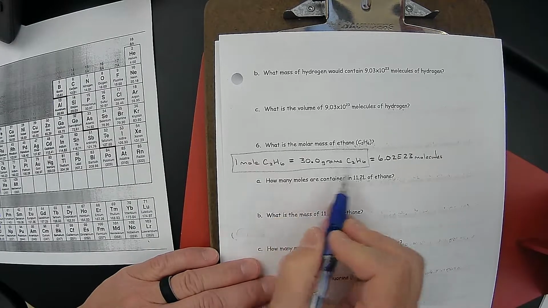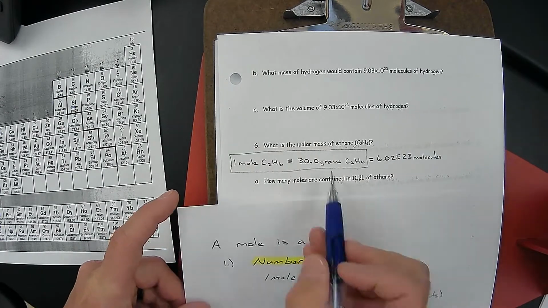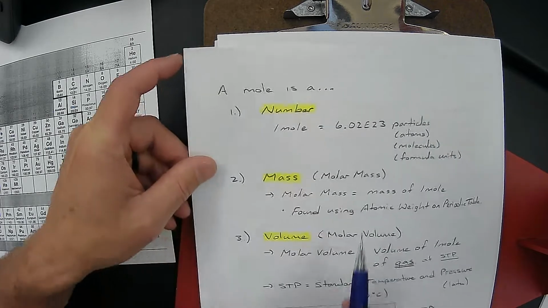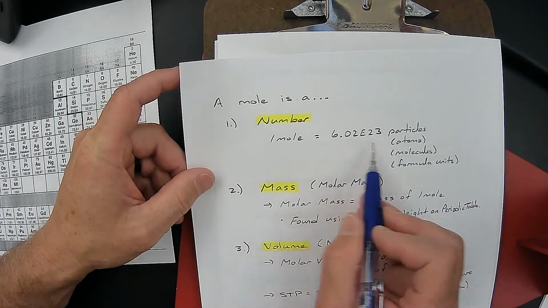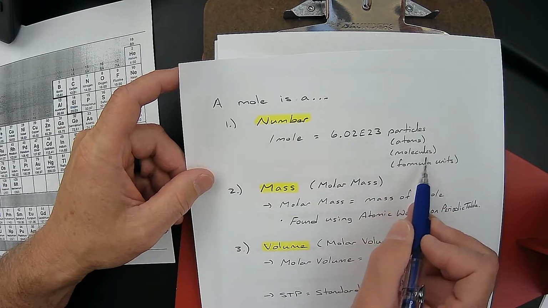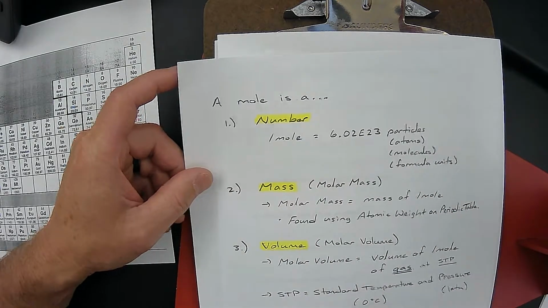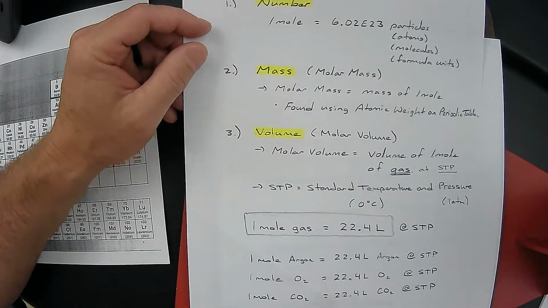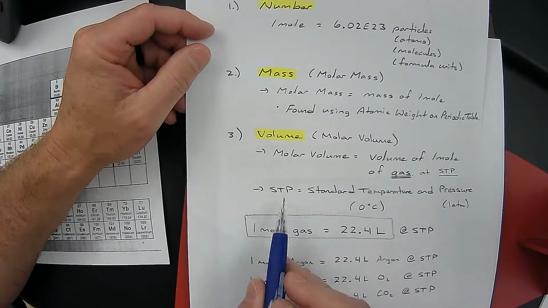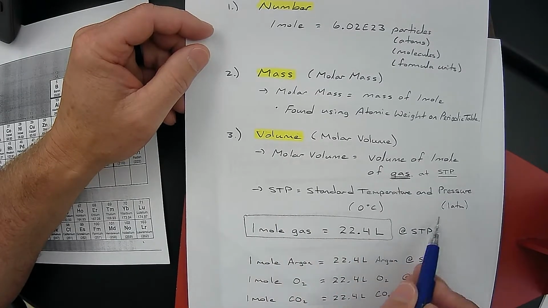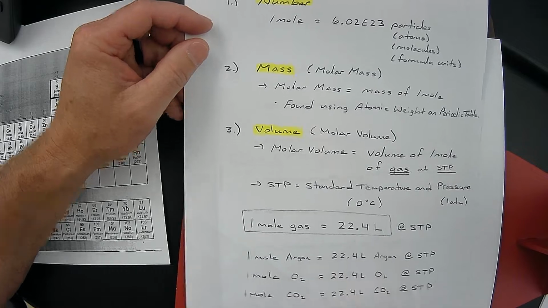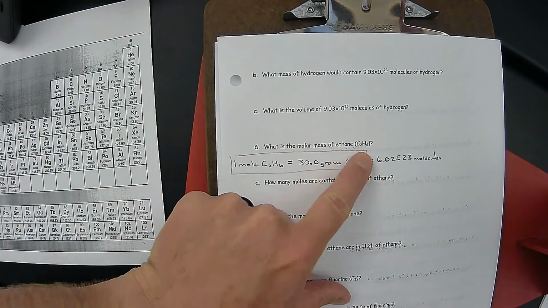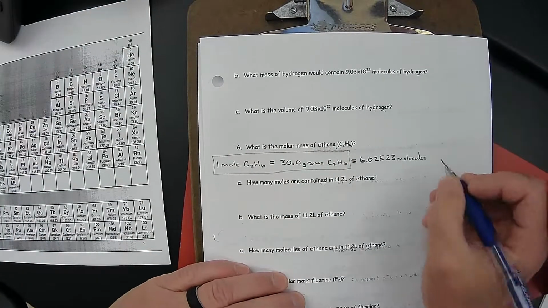So 1 mole is a mass, and in this case it's 30 grams from the atomic weight. 1 mole is a number, always the same number. We just have to figure out what the name is going to be called. And then finally, if we're dealing with a gas at standard temperature and pressure, then it's also a volume, and that volume is 22.4 liters. In this case, C2H6 is a gas.